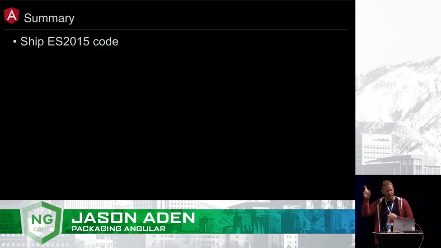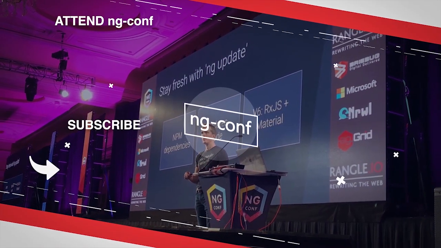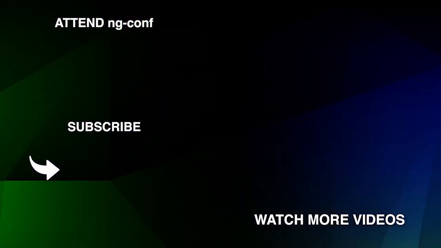Quick summary on that. So we want to ship ES2015 code, also ship ES5 code. If for legacy reasons you need to ship UMD bundles, that's okay. You would add it to the main key of your package.json, but we're kind of trying to get away from that on the Angular team. It's not really necessary for most of the modern tools. Go ahead and enable annotate for Closure Compiler. This will help people to be able to do the best optimizations possible.